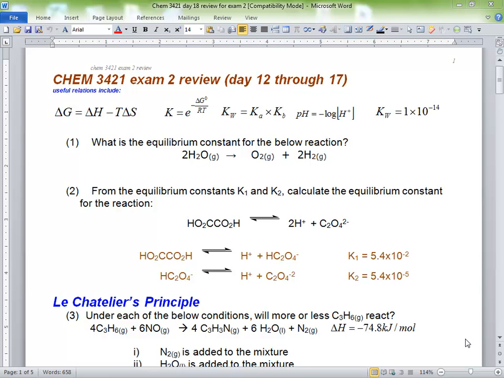Work top to bottom, or you want to jump to something? For those of you who have looked this over, is there something you want to jump to, or you just want to go top to bottom? Top to bottom? Okay. So all the relationships.